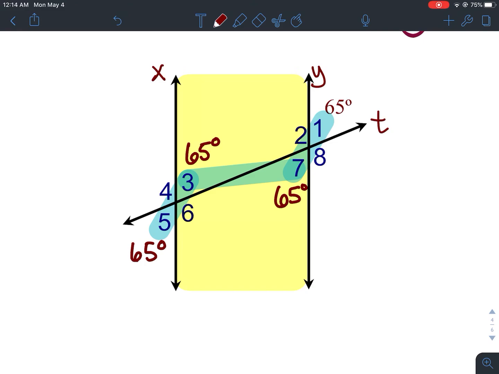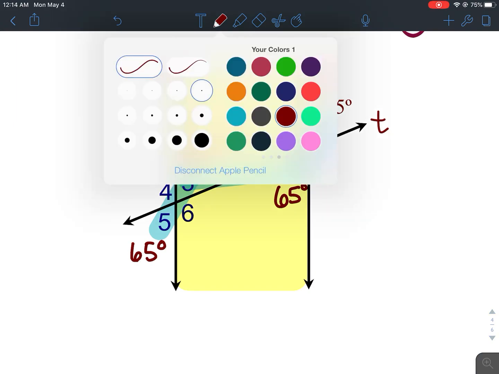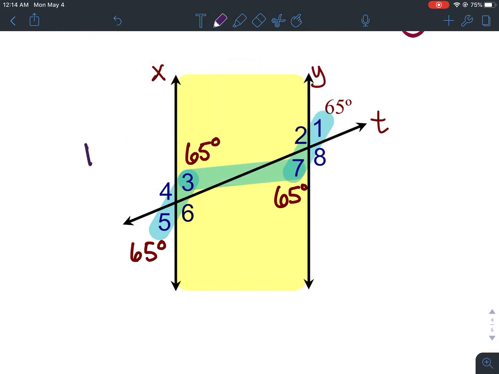How do we find the other angles? Well, we use what's called a linear pair. See how this is a straight line here? These two angles here form a linear pair. Linear pairs are supplementary, which means they add up to 180. So I'm going to take 180 minus the other angle, which is 65, and 180 minus 65 is 115 degrees. So I took 180 minus the given angle to find the other angle. 180 minus 65 is 115.